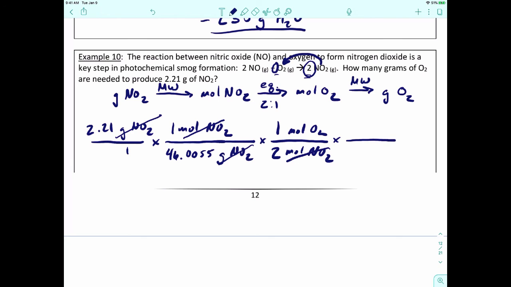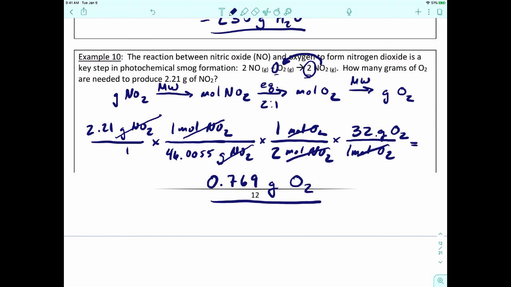Now I need to convert from moles of O2 to grams of O2. I need the molar mass for this. I'm going to put 1 mole of O2 on the bottom, so that way moles of O2 cancel out. We need to put the molar mass here on the top, and that molar mass comes out to be 32 even. So math-wise, it's 2.21 times 32 divided by the product of 46.0055 times 2, and the number comes out to be 0.769 grams of O2. And so that's how you use the mole method.